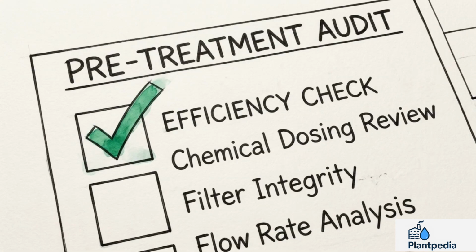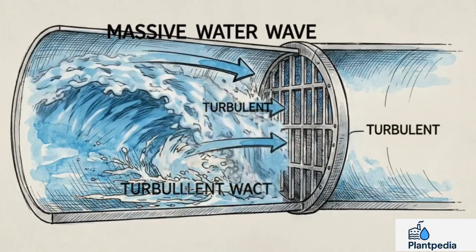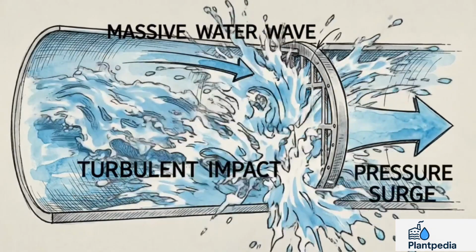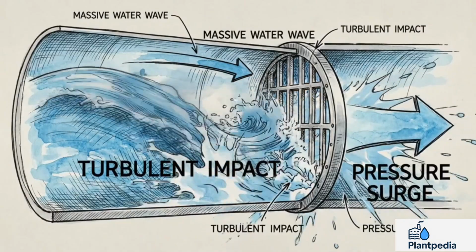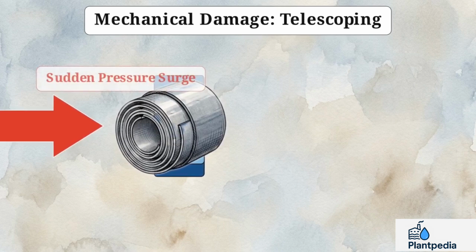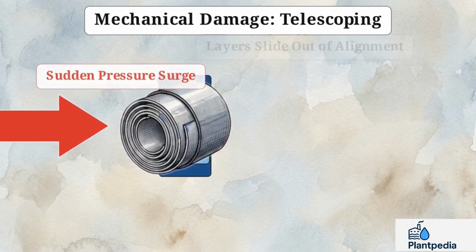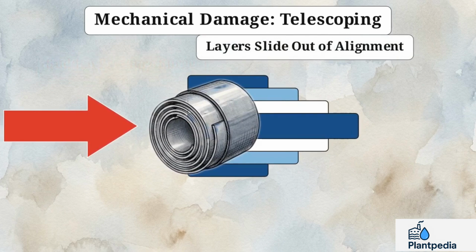Cause number 5 is mechanical damage, specifically a severe structural deformation known as telescoping. Turbulent fluid violently slamming against a solid barrier. This is the kinetic energy of a sudden pressure surge moving unmitigated through a contained system. Sudden pressure changes, often caused by improper startup or shutdown sequencing, physically push the tightly wound membrane layers out of alignment, sliding them outward like an extending telescope.